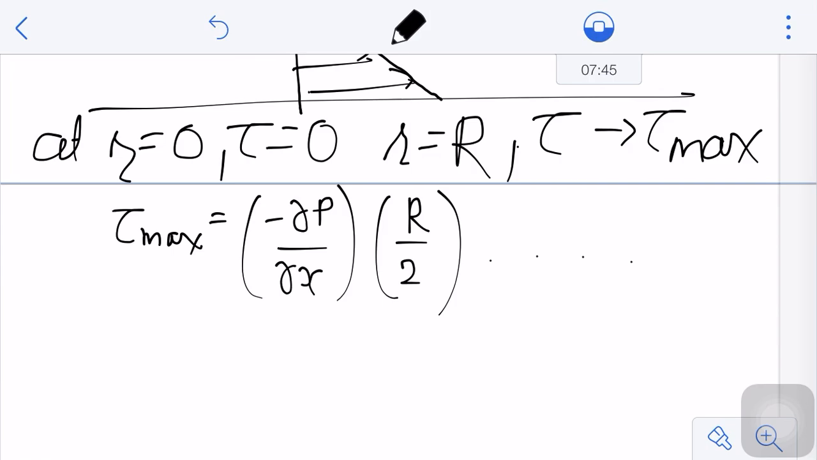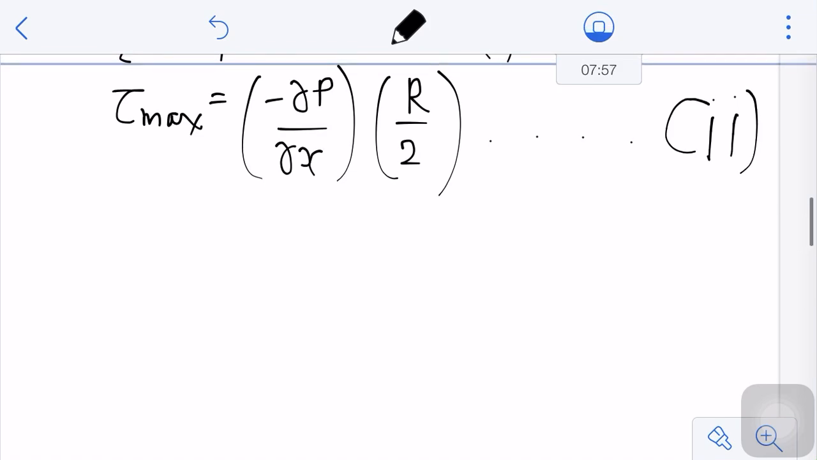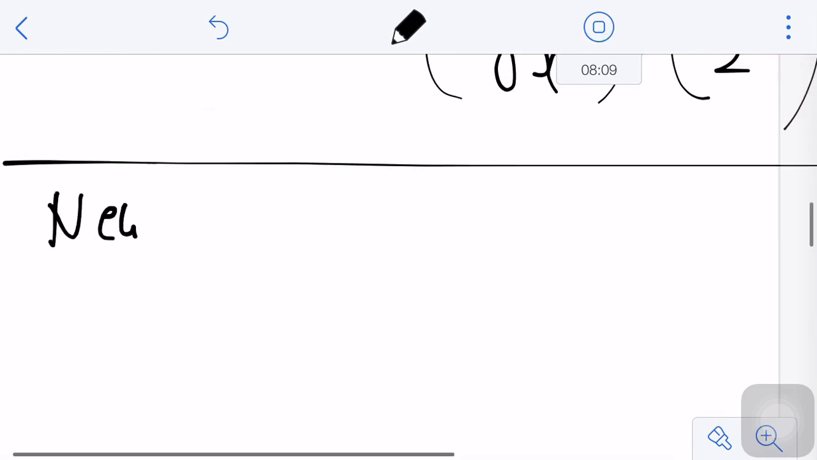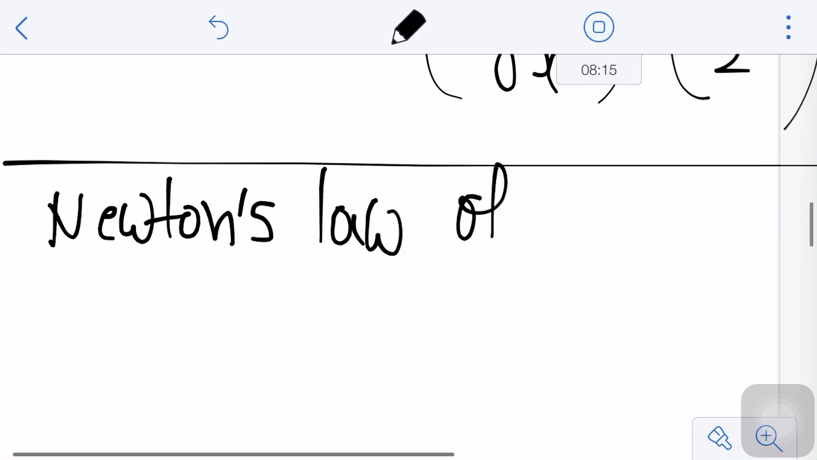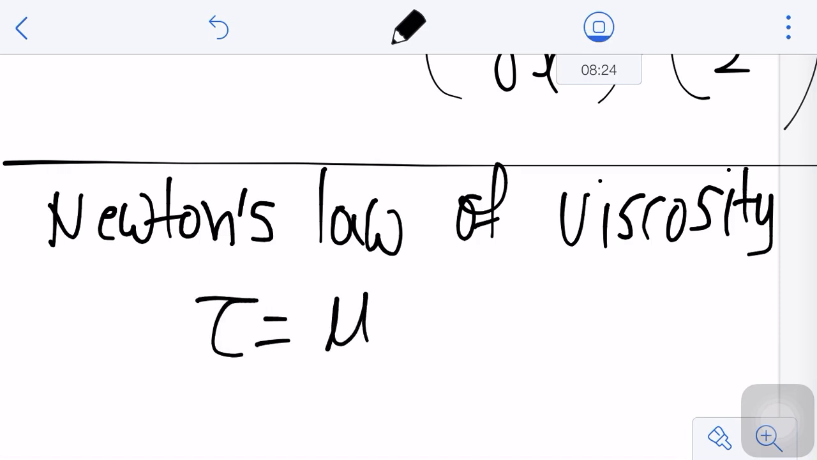Similarly, we can also get the velocity distribution across the pipe section, and for that we have to use the law of viscosity, which is nothing but Newton's law of viscosity. So now we will try to see the velocity distribution using Newton's law of viscosity. Newton's law of viscosity will be given by tau is equal to mu into du by dy.